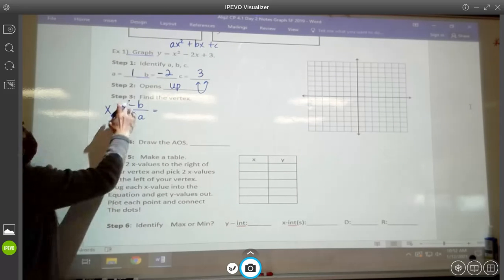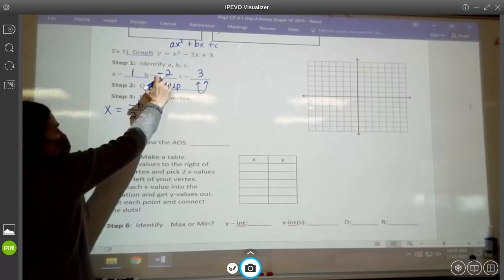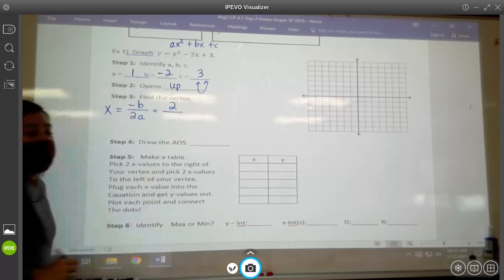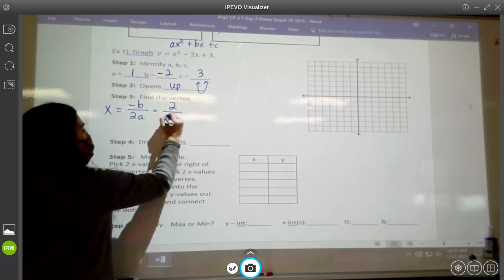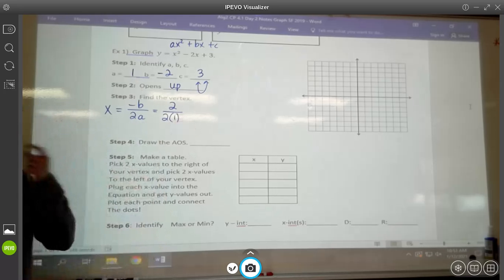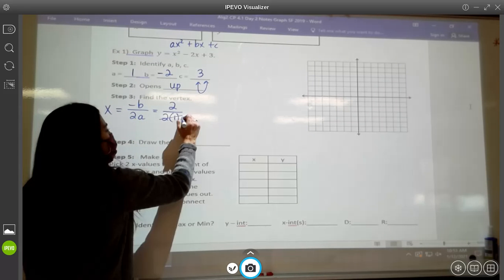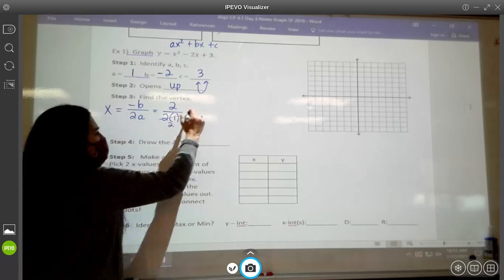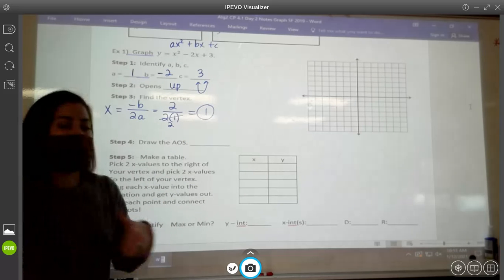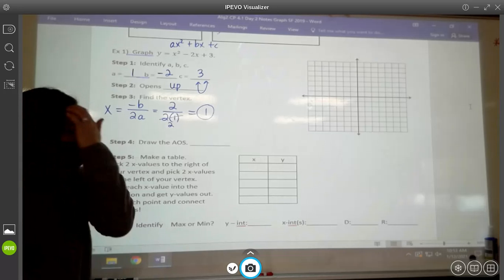All right, so who's the opposite of b? If we said b is -2, then the opposite of that is 2. Then we're going to divide it by 2 times a, which is 1. Well, guys, 2 times 1 is 2. 2 divided by 2 is 1. So now you know the x-coordinate of your vertex is when x is 1, okay?